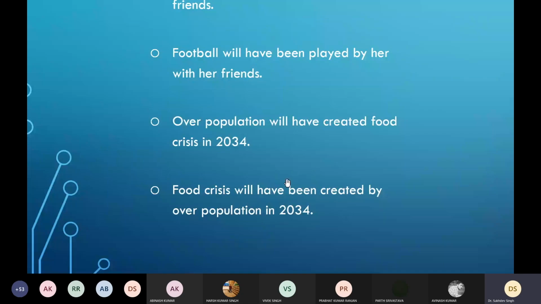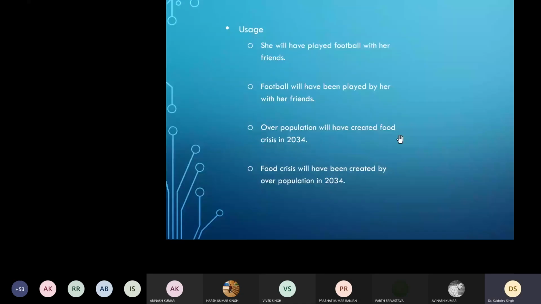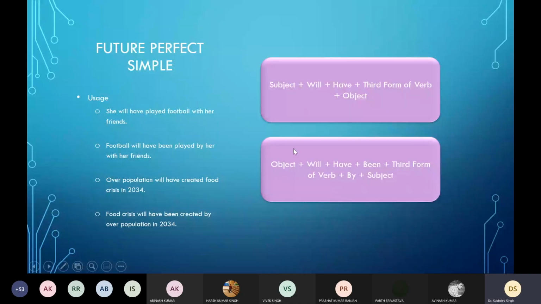We lift it up here and place it as a subject. Food crisis. Will have will remain same. We just add been. Third form remains the same. We just add by. After that, overpopulation, which was the subject in first sentence, is converted into object in the second sentence in the passive, and then in 2034 remains the same. So overpopulation will have created food crisis in 2034 is converted into passive as food crisis will have been created by overpopulation in 2034.